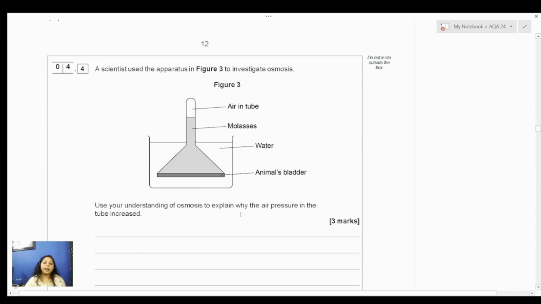Next one, an experiment done on this apparatus. We have molasses, we have water, we have animal bladder. Animal bladder means it's a semi-permeable membrane, or a selective permeable membrane. So a process of osmosis is going to happen. Now what will be the movement of water to the area of low concentration? Can you tell me whether it will move in the tube or in the beaker?